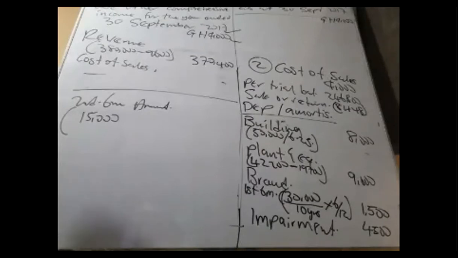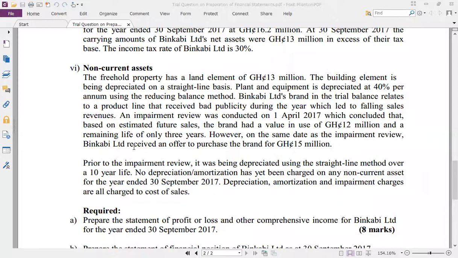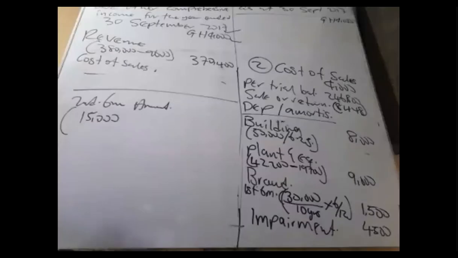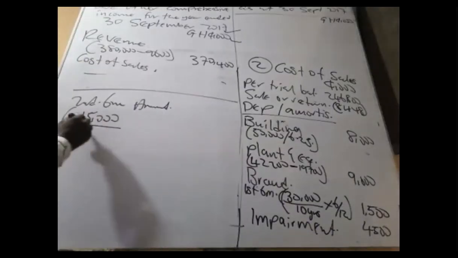The examiner was moving us between dates and years. He said something very interesting. It goes like this: and remaining life of only 3 years. So the asset remaining life after the impairment is what? 3 years. Not the 3 years that we used before. So the asset life becomes 3. So therefore, 15,000 divided by what?